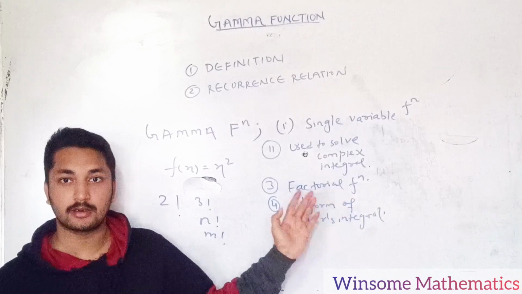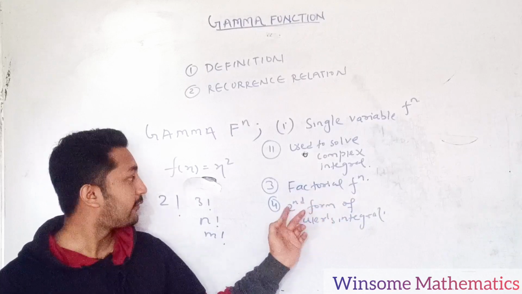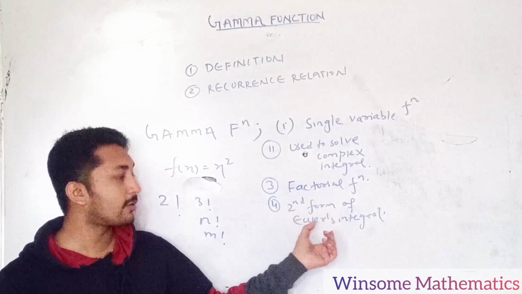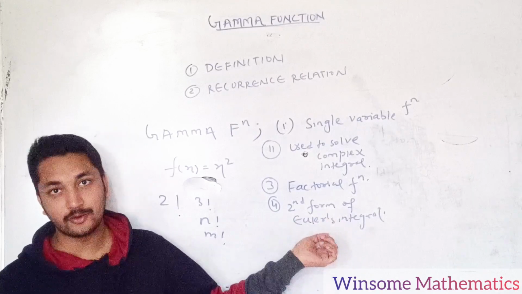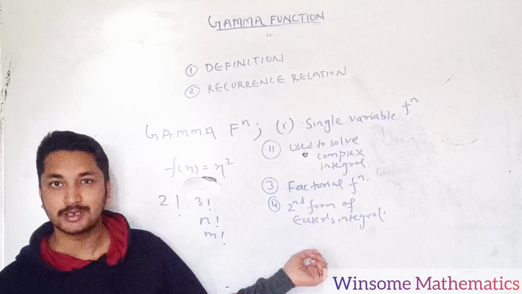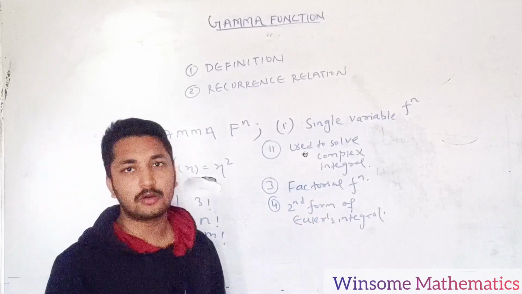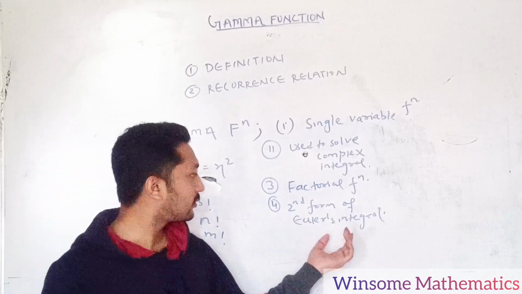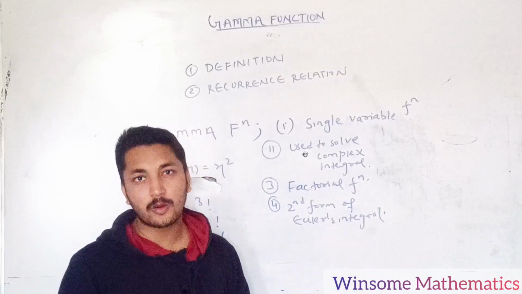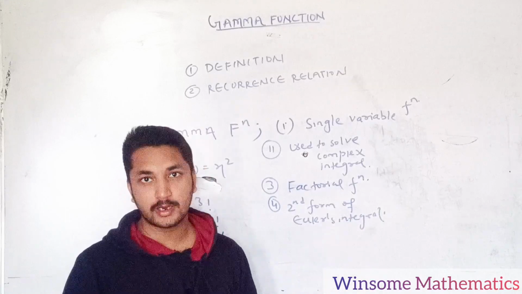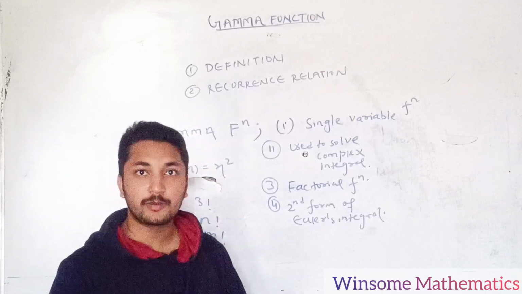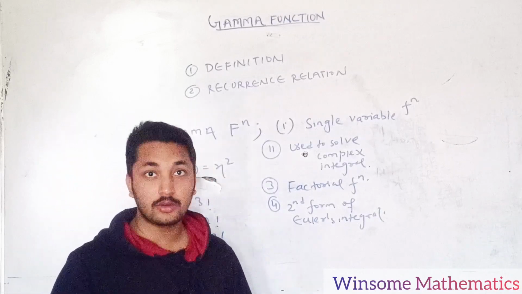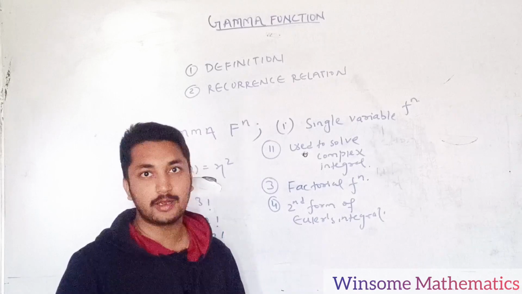Now the fourth point is that this is the second form of Euler's integral. The beta function was the first kind of Euler's integral, and this is the second kind, just remember it. One thing also to clear, that Euler's integral is also a complex integral, an improper integral you can say. Now coming to the mathematical representation of the gamma function, so that you will be more clear.